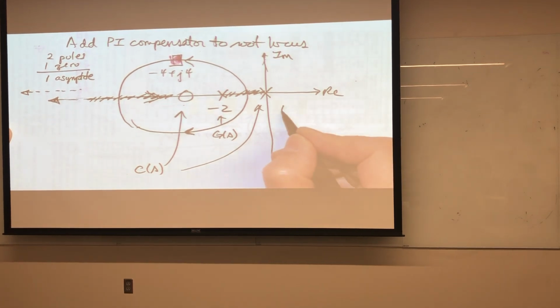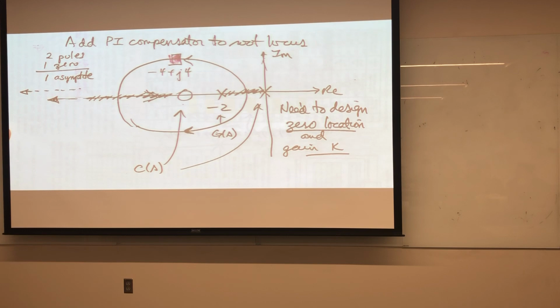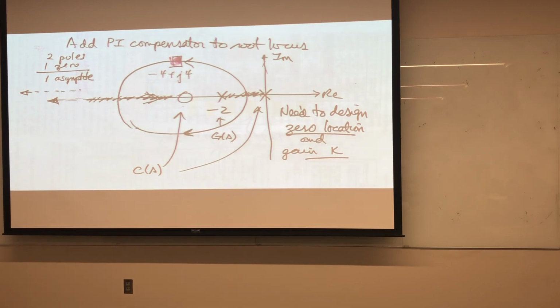Okay? So we need to design the 0 location and the gain. Okay. So there's two unknowns, but we have two equations.